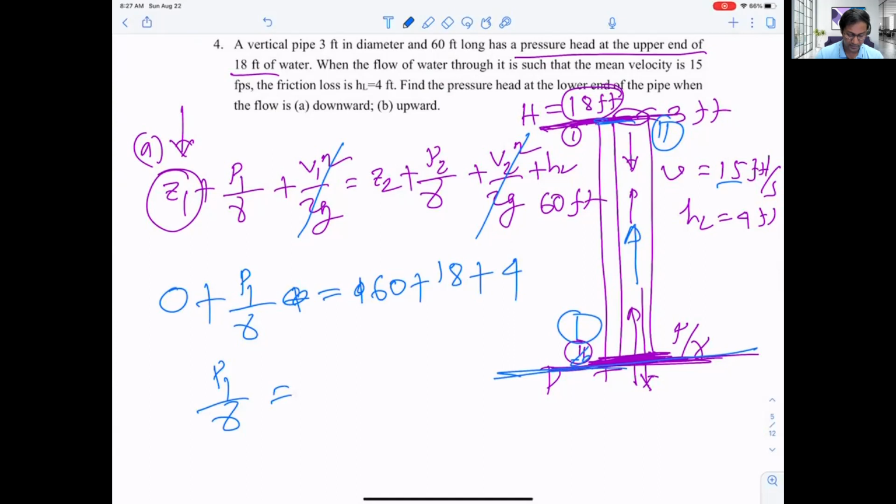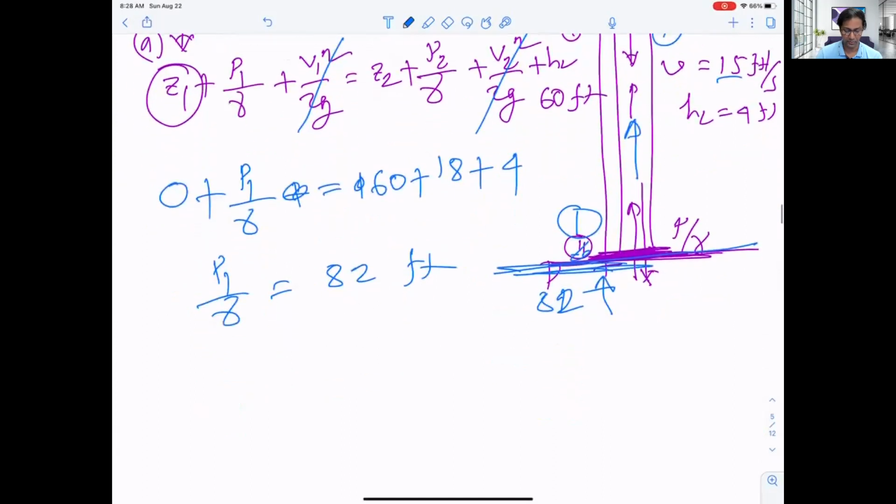So that is the 78 and 82, okay? That will be 82 feet. So here the head loss is 82 feet when the flow is moving upward directions. This is how we can solve this equation and we can apply this Bernoulli's equation. This is one of the practical examples of Bernoulli's theorem, okay?